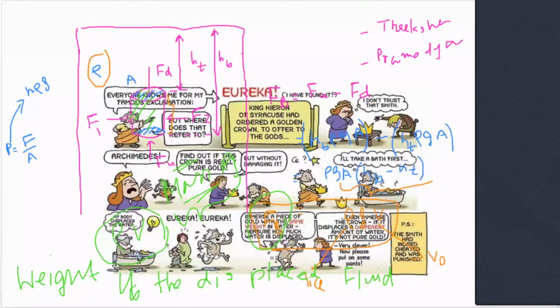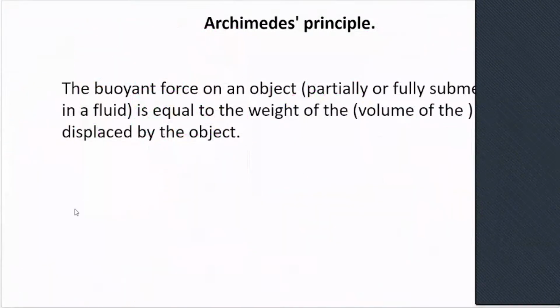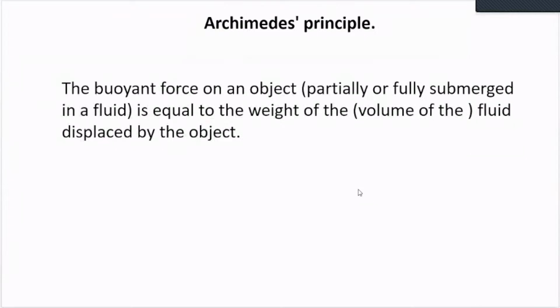So this is the Archimedes principle. What Archimedes said is that the buoyant force on an object which is partially or fully submerged in a fluid is equal to the weight of the volume of fluid displaced by the object. That is the story we learned now. Right? Hope this is clear.